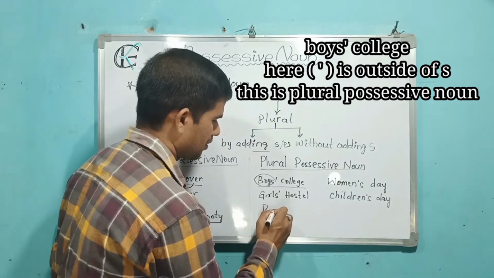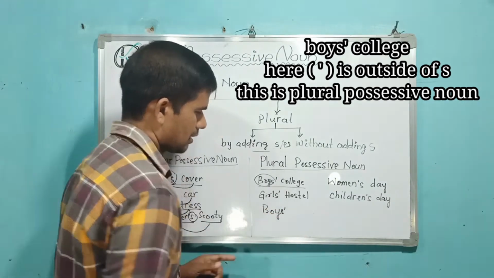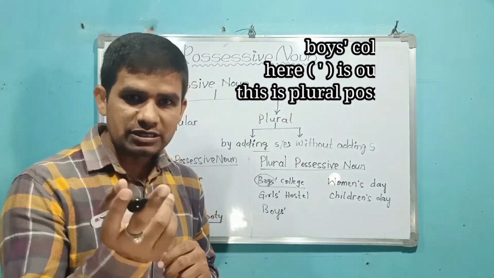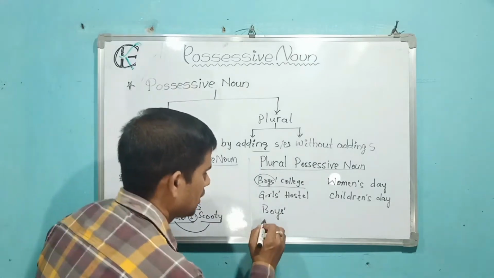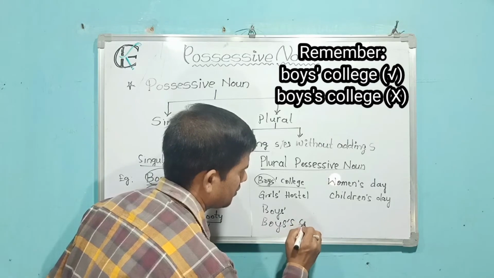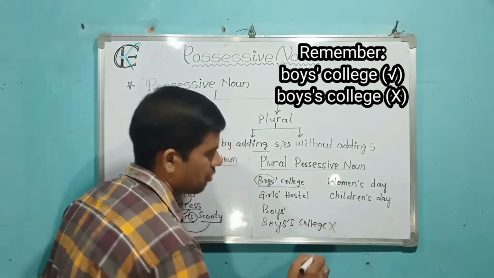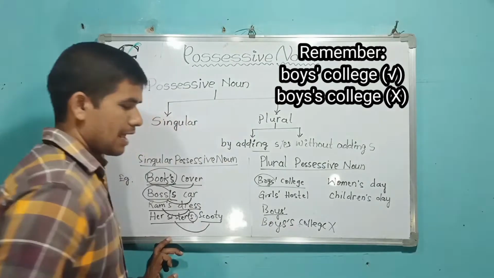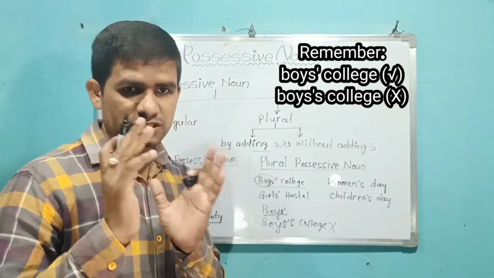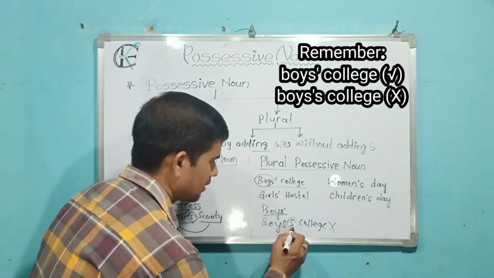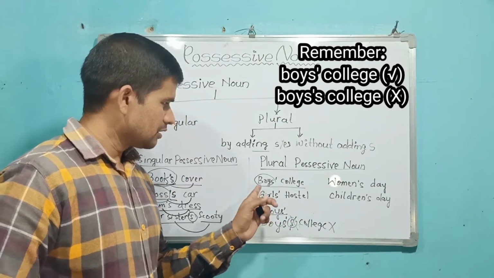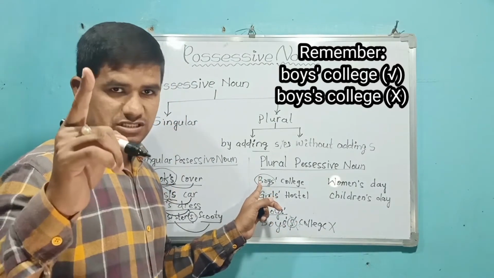Friend, you have to remember B-O-Y-S, then the apostrophe after it. It means the apostrophe will be outside of the s, not inside of the s. Generally, most of the students write boy's college. Yes, it's wrong, friend. Remember, we have to write the apostrophe outside. It indicates a plural possessive noun. We should not write the apostrophe before this s; after the s we should write the apostrophe. It means this possessive noun indicates a plural possessive noun.